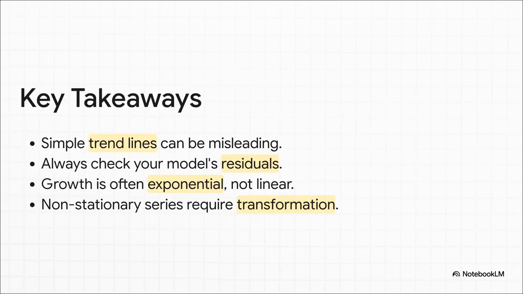So if you only take away a few things, make it these. A simple straight line can easily fool you. The most important clues are often hiding in the patterns of your model's mistakes. Remember that real-world growth is usually a story about percentages, not fixed dollar amounts. And finally, you have to wrangle your data and check for stationarity before you can really trust what your models are telling you.